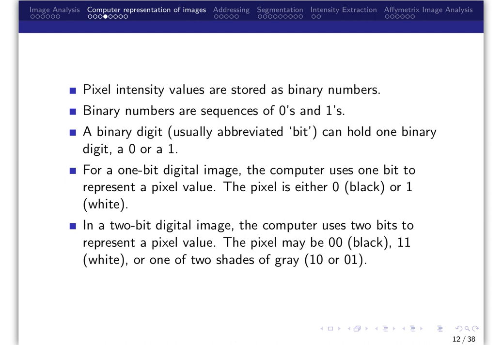Pixel intensity values are stored as binary numbers. Binary numbers are sequences of zeros and ones. A binary digit, usually abbreviated bit, can hold one binary value, either 0 or 1. For a 1-bit digital image, the computer uses 1 bit to represent each pixel value. The pixel is either 0 for black or 1 for white. In a 2-bit digital image, the computer uses 2 bits to represent a pixel value. The pixel may be 0, 0, which is black, 1, 1, which is white, or one of two shades of gray.